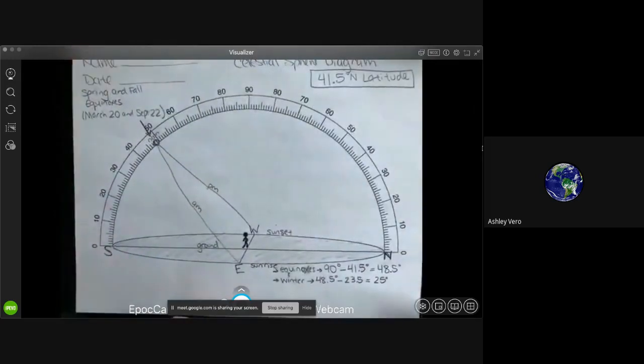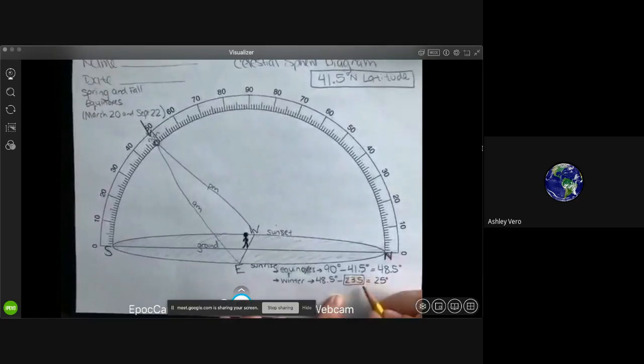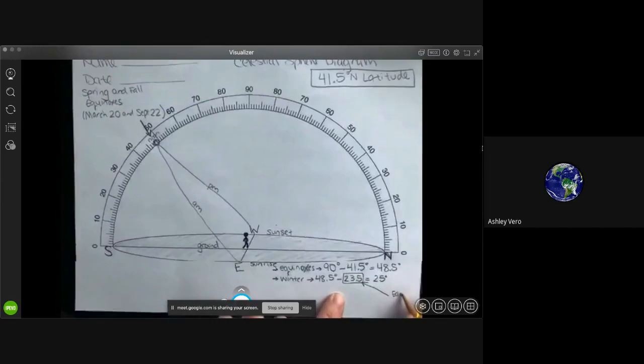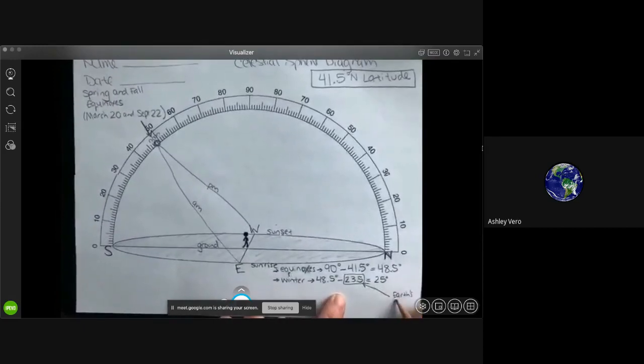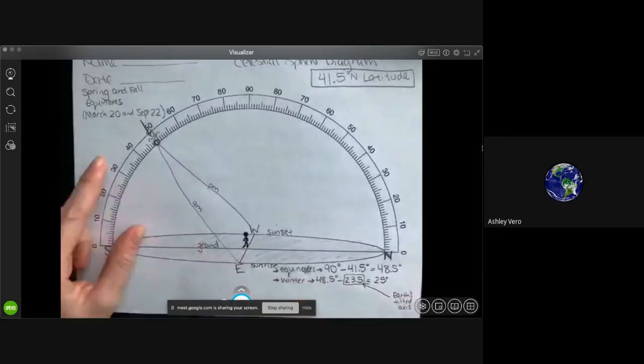And then I want to make a little side note here so you don't forget, where the heck did we get this number from? And this number is Earth's tilted axis.